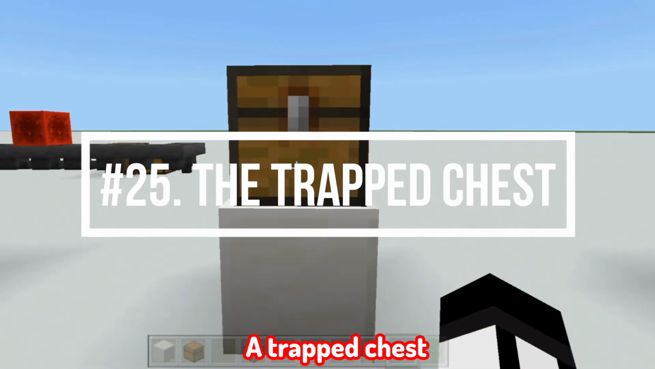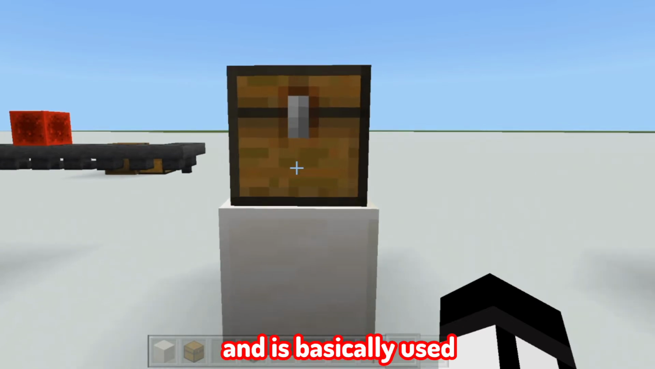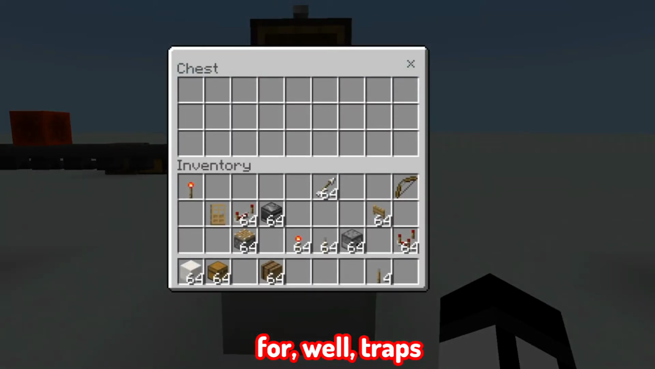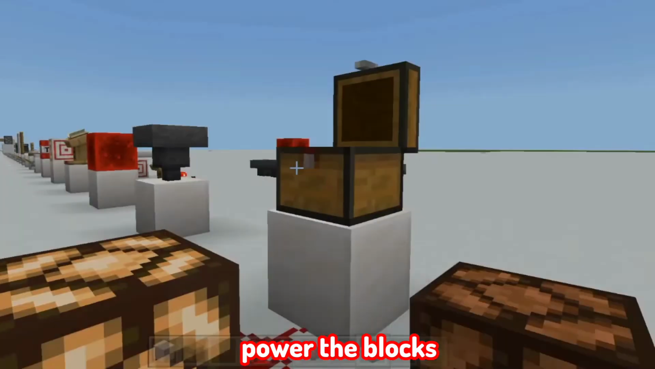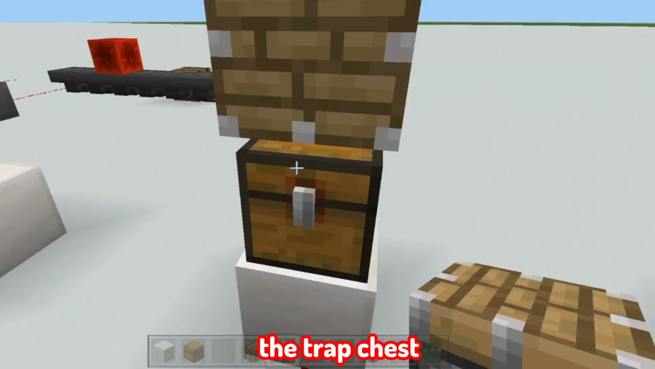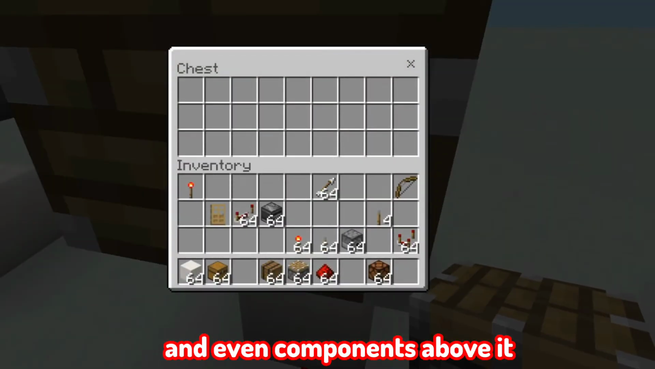A trapped chest emits redstone signals when opened and is basically used for, well, traps most of the time. The chest emits a signal strength of 1 and will strongly power the blocks underneath it. The trapped chest powers any adjacent redstone components and even components above it.